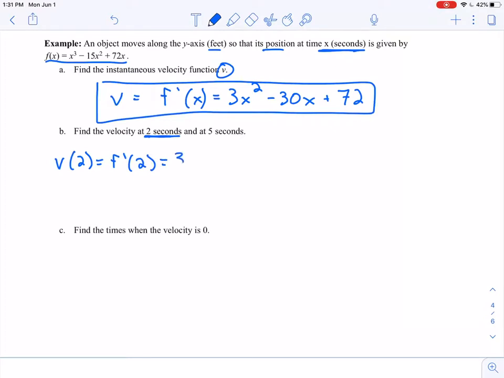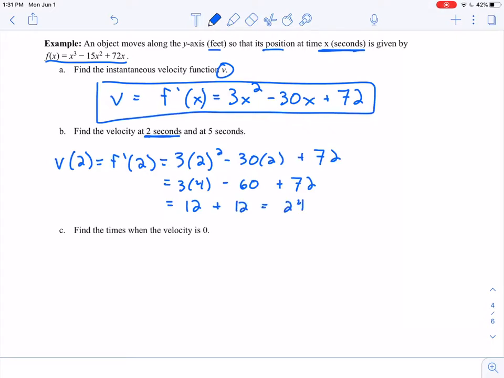So here I've got 3 times 2 squared minus 30 times 2 plus 72. Let's see if I can do this in my head here. I've got 3 times 4 minus 60 plus 72. So I have 12 plus another 12. So I have 24. And again, we're talking about velocity here, so we should give our answer in a unit of velocity, in this case, feet per second.